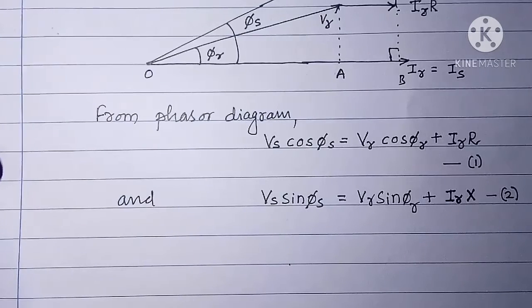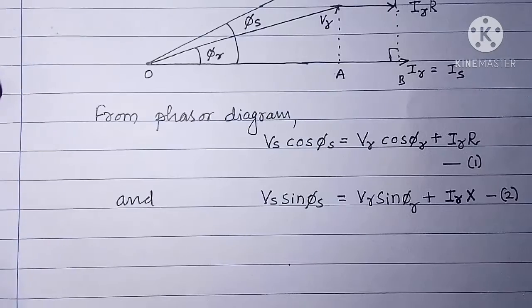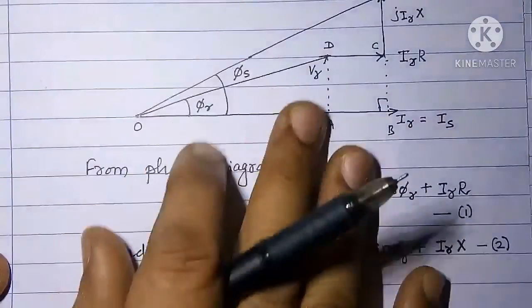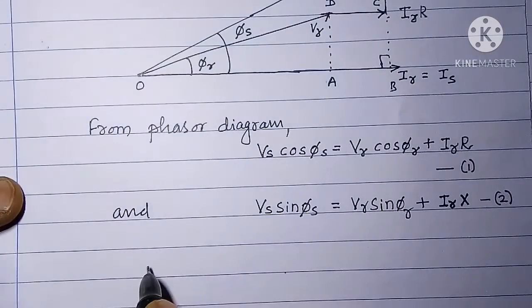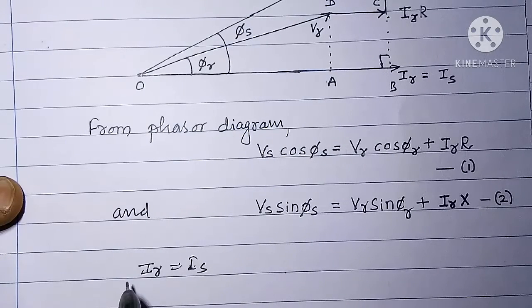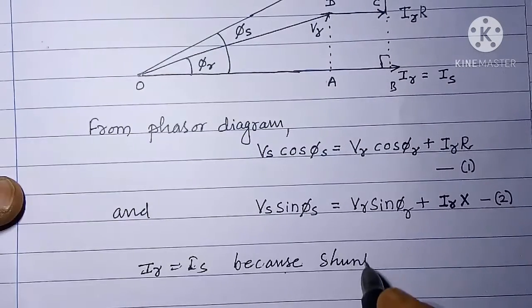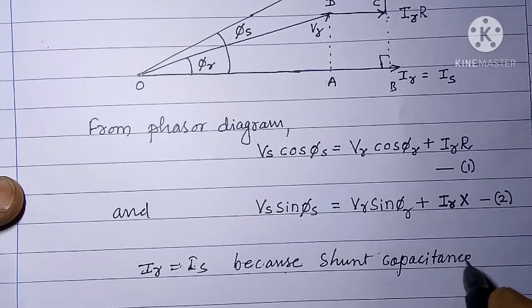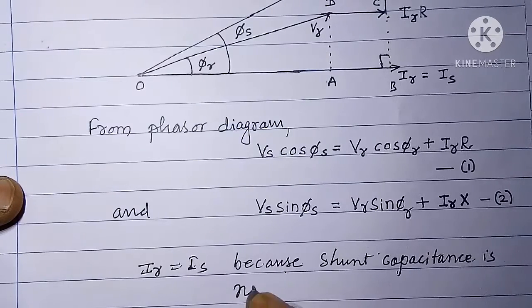On the first page where we started short transmission line analysis, this phasor diagram is there. IR equal to IS because shunt capacitance is neglected. I explained it, but we had not written it.